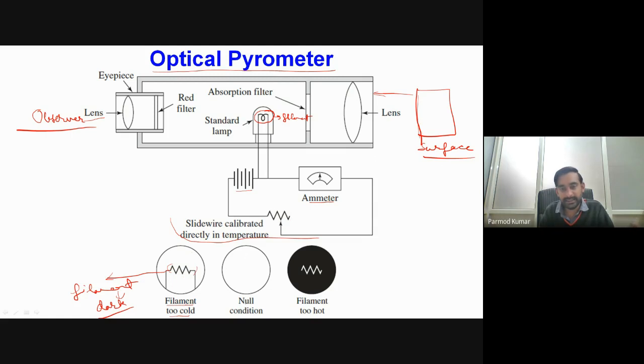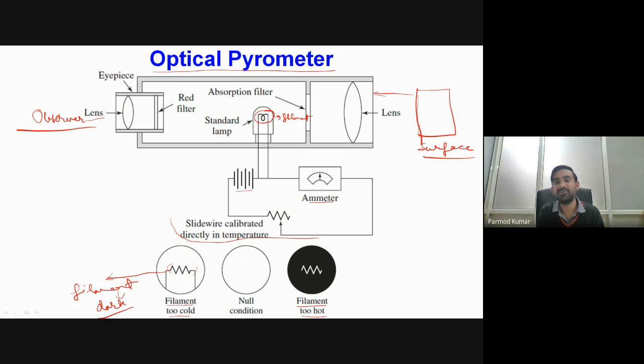The second condition is the null condition, when nothing will be visible in this zone, so nothing will be dark over here. The third situation is where our filament is lighter and the surface where we want to measure the temperature appears darker. That situation occurs when our filament is hot in comparison to the surface. So these are the three different situations we can obtain by varying the resistance of this circuit.